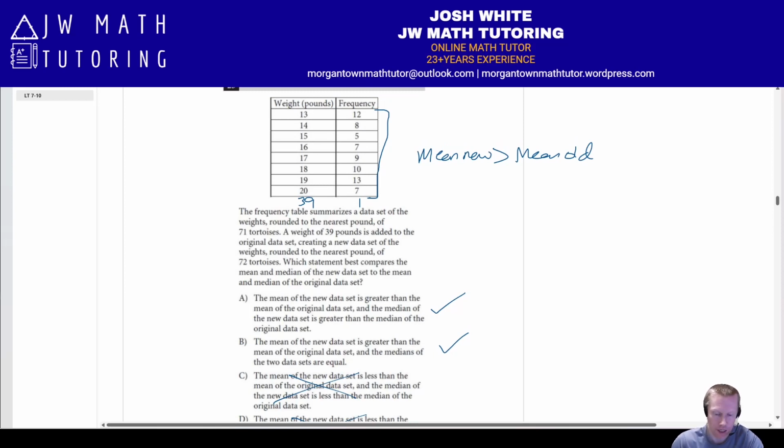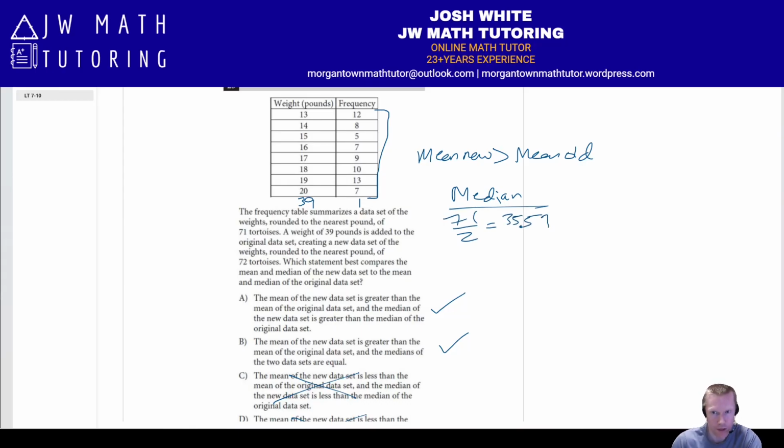So here's the way I would look at the median values. Basically, for the original, we have 71 values. Divide that by 2. That comes out to 35.5. You then round that up to 36, and that is the number value, which is your median.